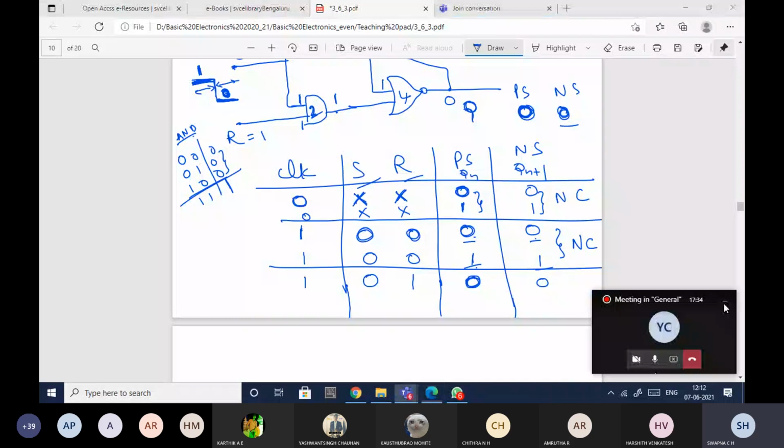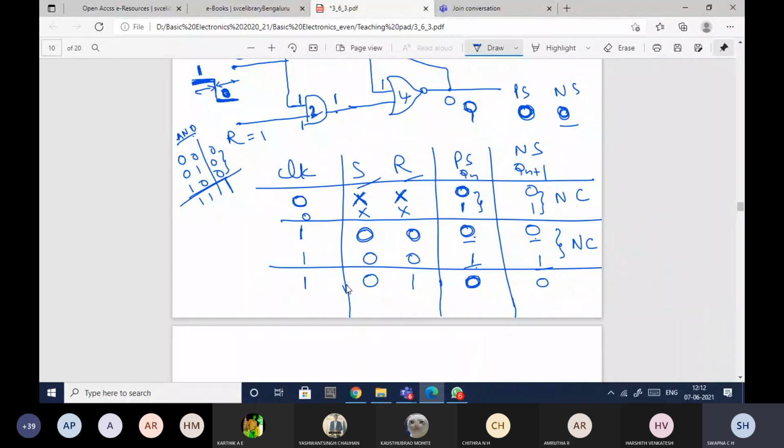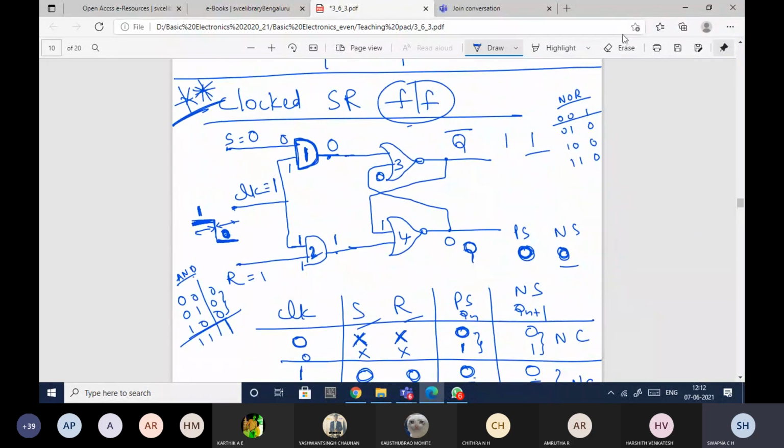Okay, so from this I can say that if the clock is equal to 1, S is equal to 0 and R is equal to 1, if the present state is 0, the next state is also 0. Hope you are understanding, right? Yes, ma'am. Okay, now let me take the next case.